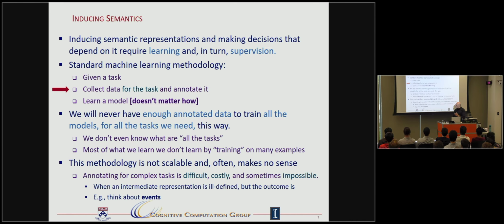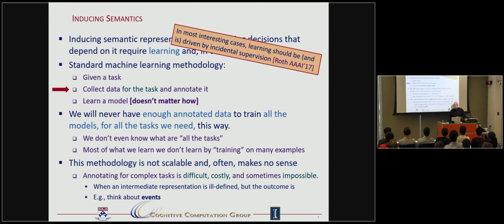I mean, you can think about any complex task in natural language understanding, think about events. We kind of agree about outcomes of events, what happened, when did it happen, and so on. We hardly agree on the intermediate level, the spans, and other details. So really, we have to think about a slightly different framework. So I would argue that in most interesting cases, learning should be and is driven by incidental supervision. And I'm going to try to explain what I mean by that.